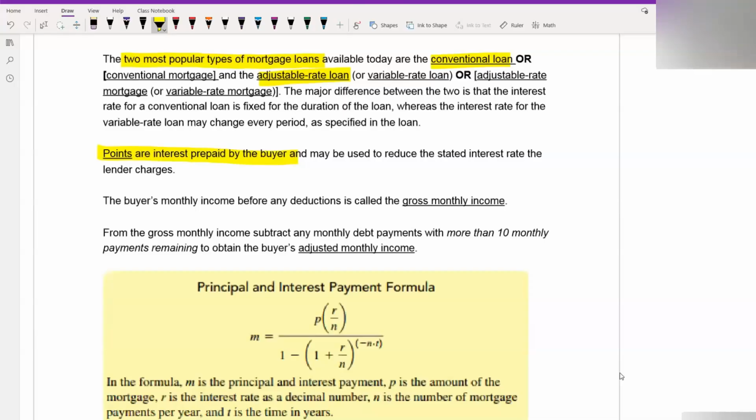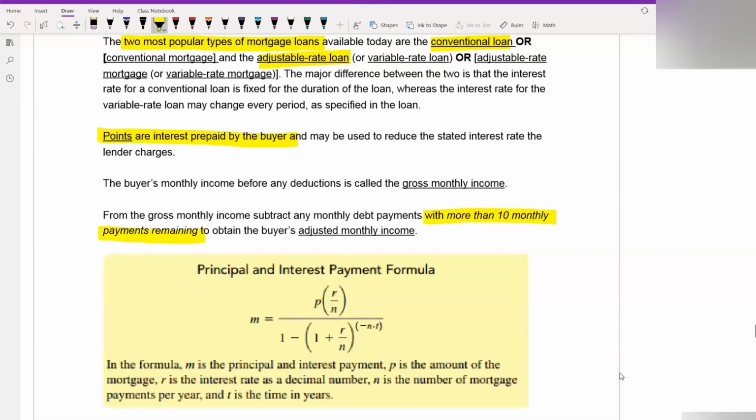And the point is, from gross monthly income, subtract any monthly debt payments with more than, so this is important, with more than 10 monthly payments remaining to obtain adjusted monthly income. So if the remaining payments are less than 10 months, they're not going to use that one. They're not going to subtract that from your income.